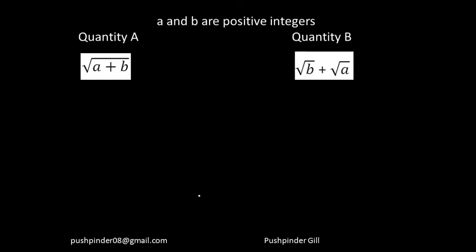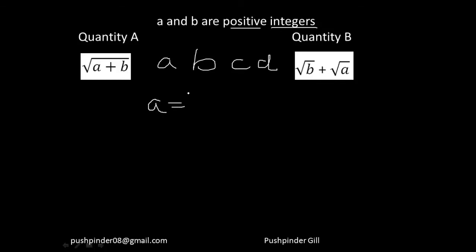Okay. All right. Now let's see this question. Now a and b are positive integers. Which is greater, root a plus b or root b plus root a? Now they are positive integers, so I can't try negative values there. So what are the 4 options do I have? These are the 4 options that I have.